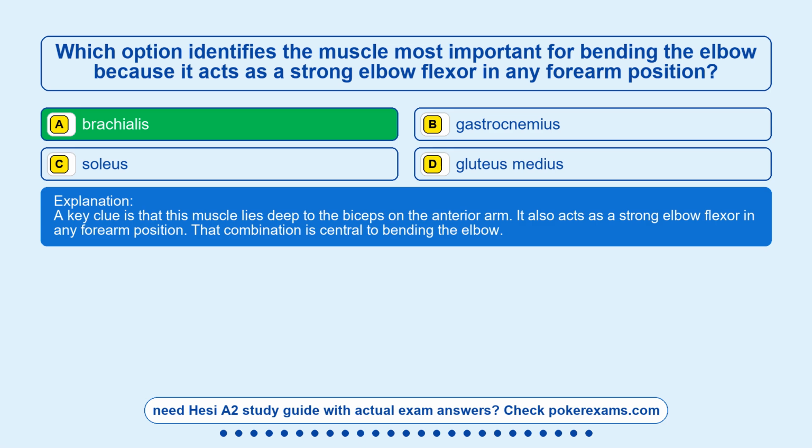A key clue is that this muscle lies deep to the biceps on the anterior arm. It also acts as a strong elbow flexor in any forearm position. That combination is central to bending the elbow.